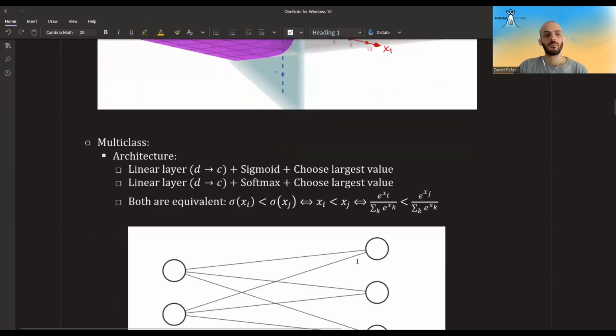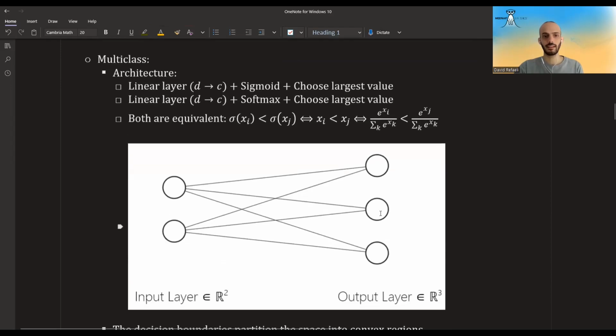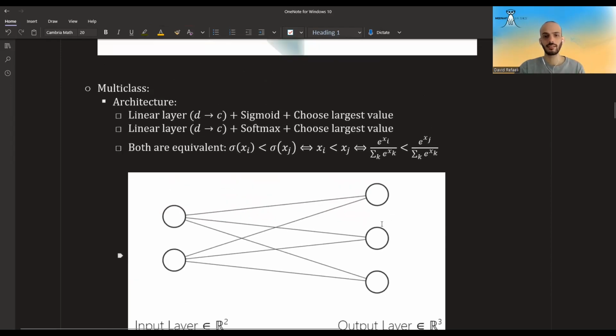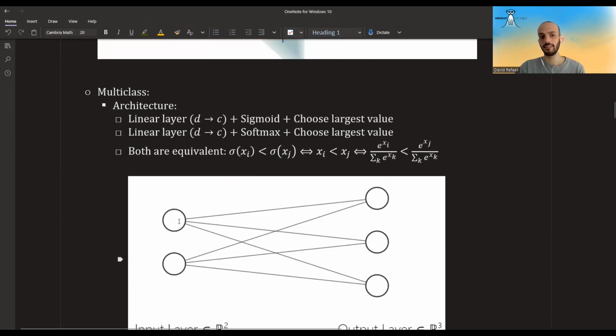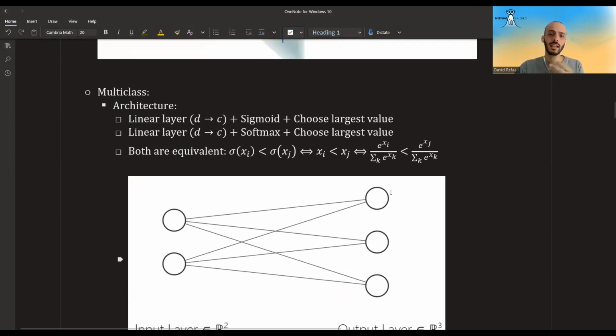For multi-class, the architecture will have a linear layer, but this time instead of 1 output unit, there will be C output units, where C is the number of classes. Suppose we have 3 classes and 2 inputs. This is how the architecture would look. After that linear layer, we can either use individual sigmoids on each of the neurons and then just choose the largest value as our predicted class, or we can use a softmax.